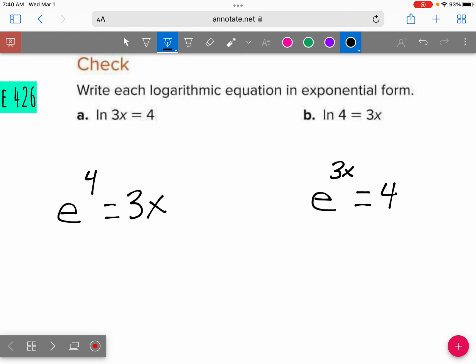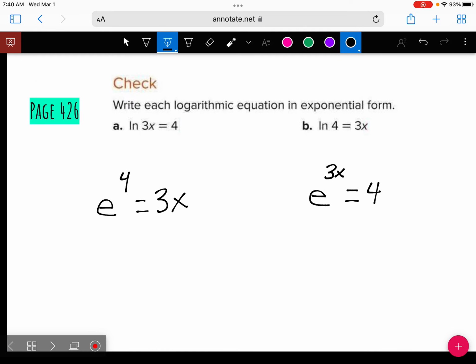Be careful. If it helps, every single time, write out our BP equals A, log base B of A equals P. Write it out. It's there to help you. It's the same process.